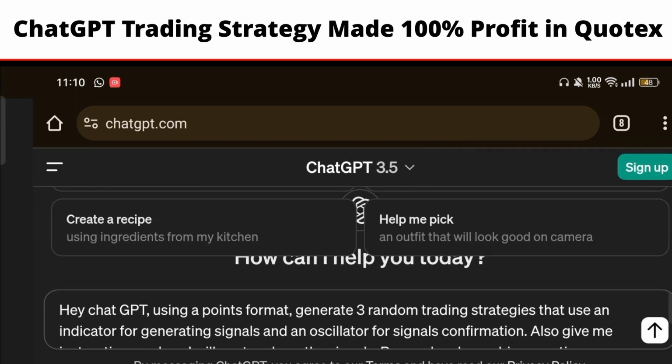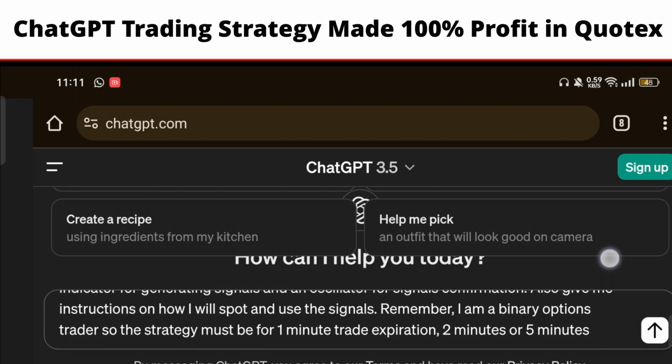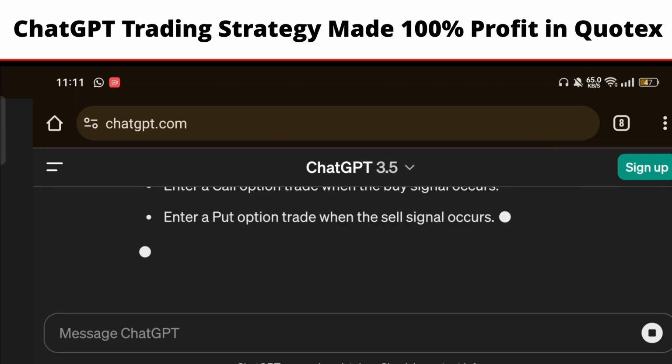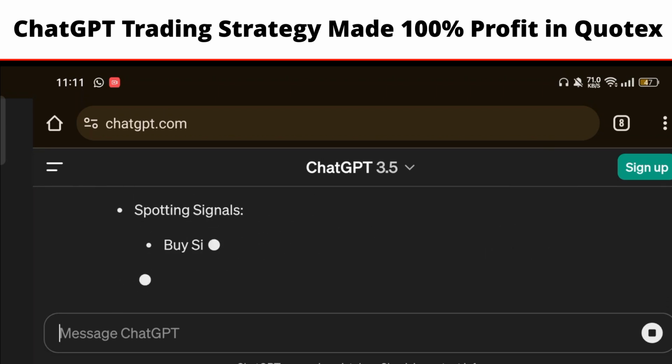So now this is the prompt that I'll be sending to ChatGPT so that it can generate for us signals, and it says, "Hey ChatGPT, using the points format, generate 3 trading strategies that use an indicator for generating signals and an oscillator for signals confirmation. Also give me instructions on how I will spot and use the signals. Remember, I'm a binary options trader, so the strategy must be for 1 minute, trade expiration, 2 minutes or 5 minutes." So once you've written your instructions, send it to ChatGPT and wait to see what it generates.